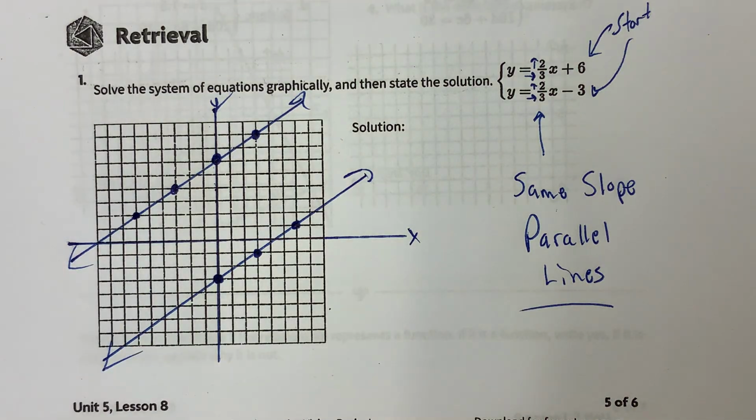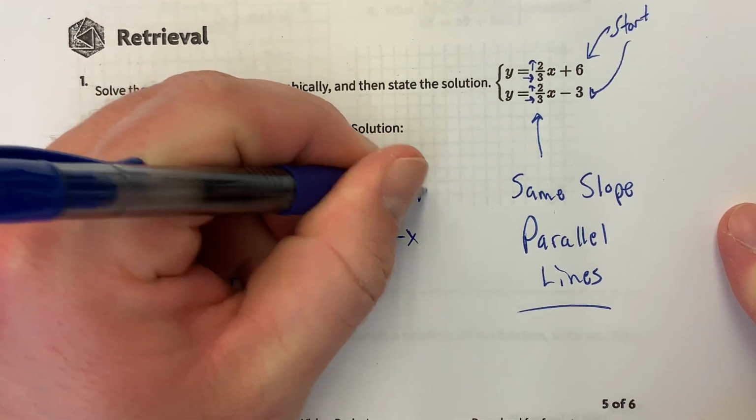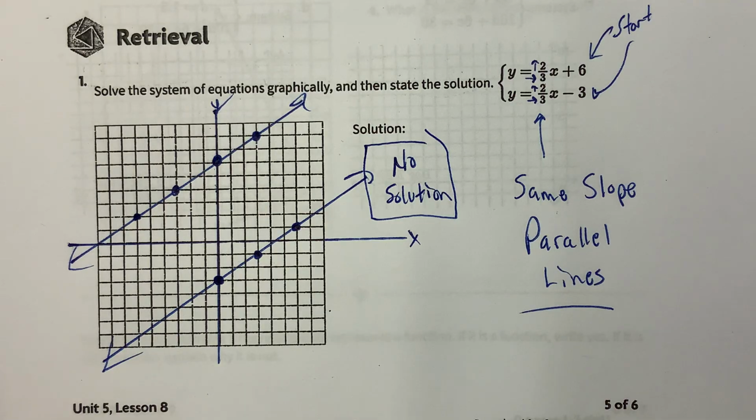They're never, ever, ever going to cross. But I told you the solution is where they meet. Well, it sounds like they're never going to meet, ever. And so you would write no solution. So something to add to your brain is same slope, parallel lines, railroad tracks, no solution. They're never going to cross.